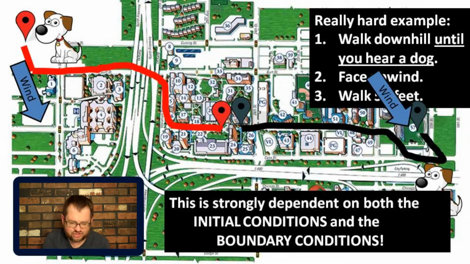I mean, these two people started off practically at the same place and ended up on opposite sides of town. How did that work out? Well, this time it was strongly influenced by both the initial conditions and the boundary conditions. And in real equations that get solved in differential equations, this can happen too, where the future, where you end up, strongly depends on all kinds of things outside your control, like the boundary conditions and so on.